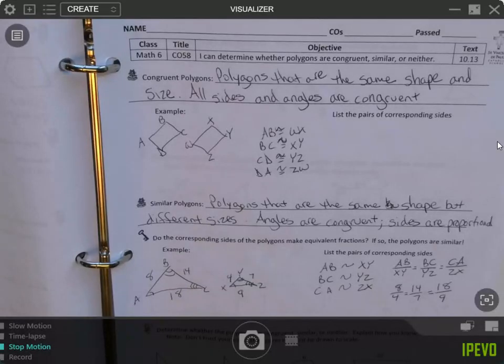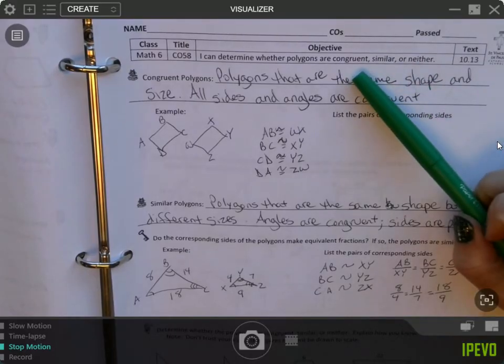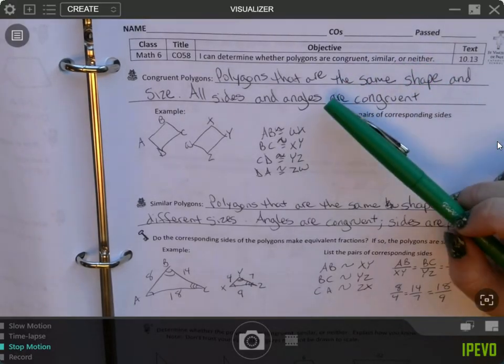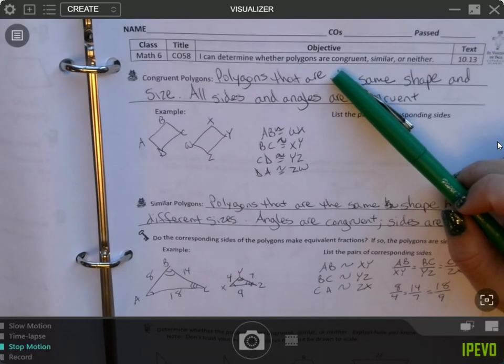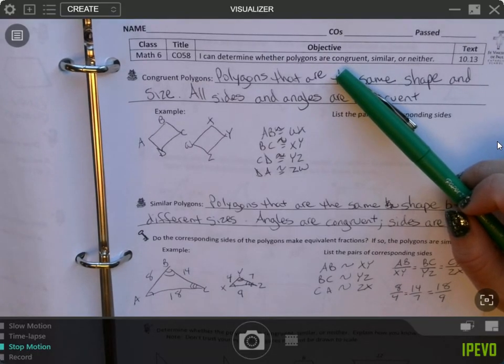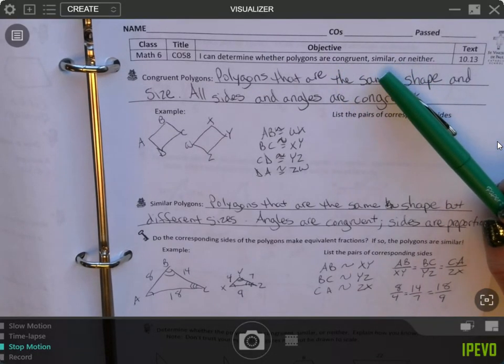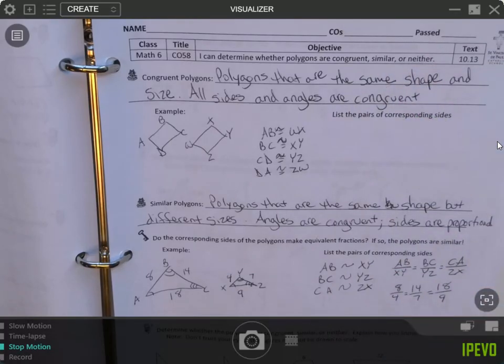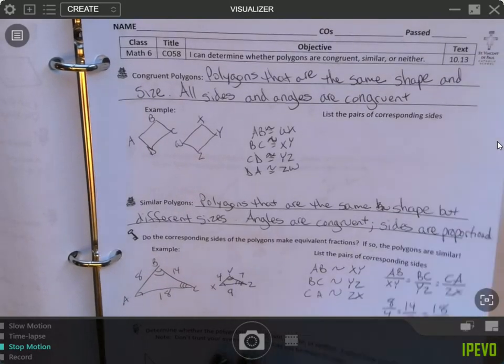Good morning. Today we are correcting CO58, determining whether polygons are congruent, similar, or neither. Remember, if they are congruent, they look identical. Same sizes, same shape. Everything's the same. Similar means we've got a big one and we shrink it down, or we have a small one and we get bigger proportionately. So they need to have the same angle size, but different side lengths that are proportionate. We're getting bigger and smaller at the same rate.